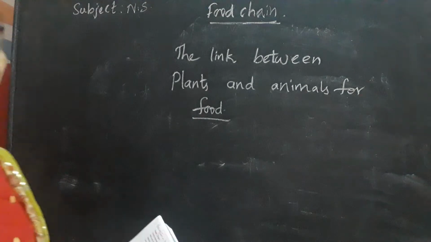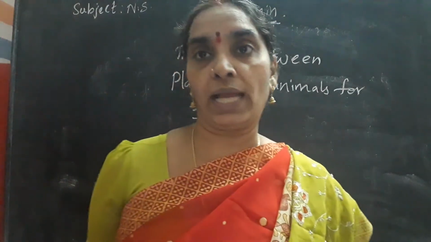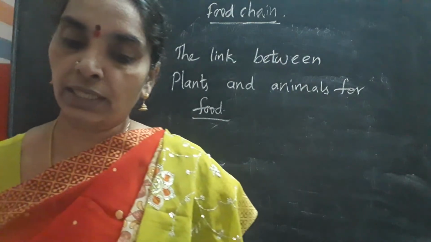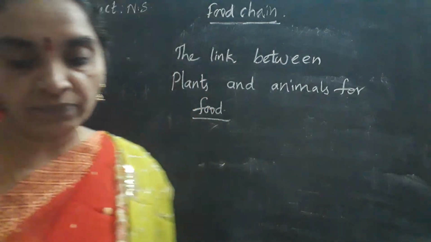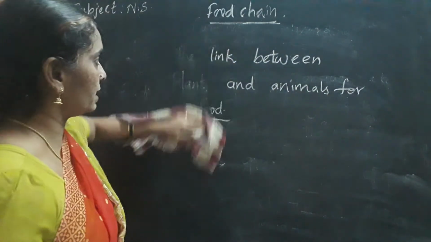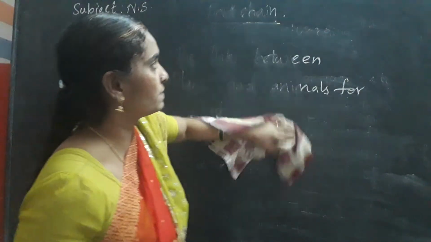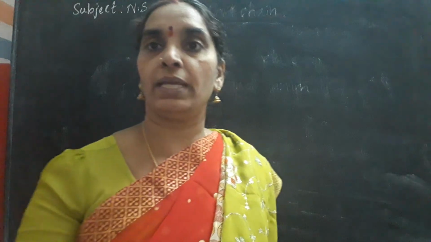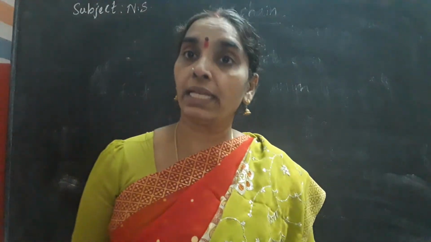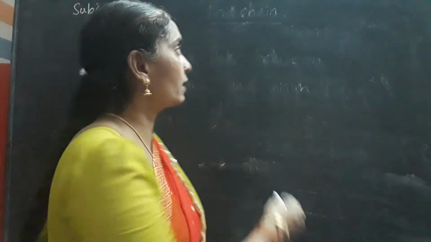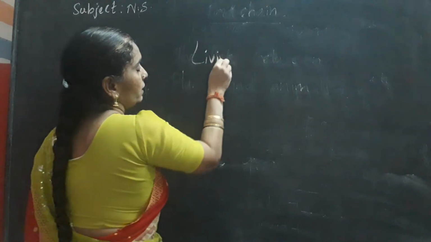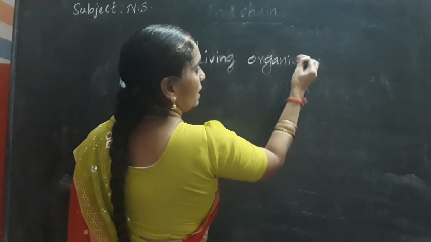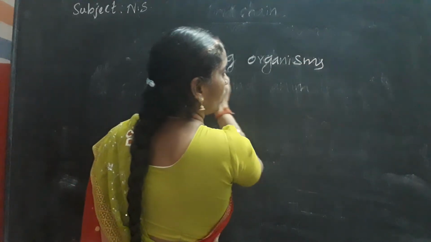So you know that all the living organisms need food to perform their life activities. All organisms, including the plants and animals along with the human beings, what do they need? They need food. Living organisms need food to perform the life activities.